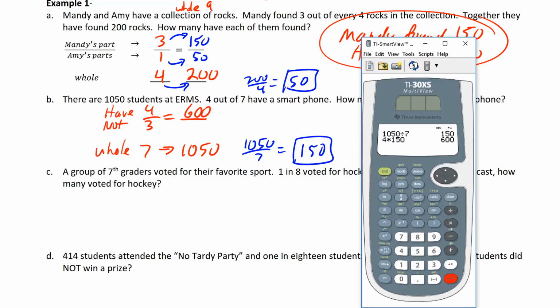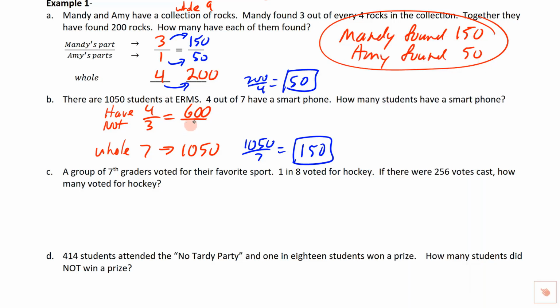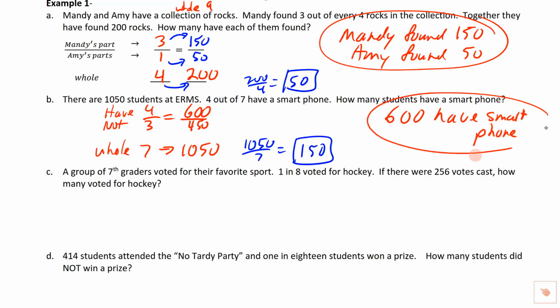And we'll do, if you know this one, that's awesome, 3 times 150, you could just do 3 times 15 and then add a 0, 450. So how many students have a smartphone? So we would say 600 have a smartphone. Okay, all right, there's the answer to the problem. And again, always a good idea to double check. If I take 600 and add 450, I end up with 1,050.